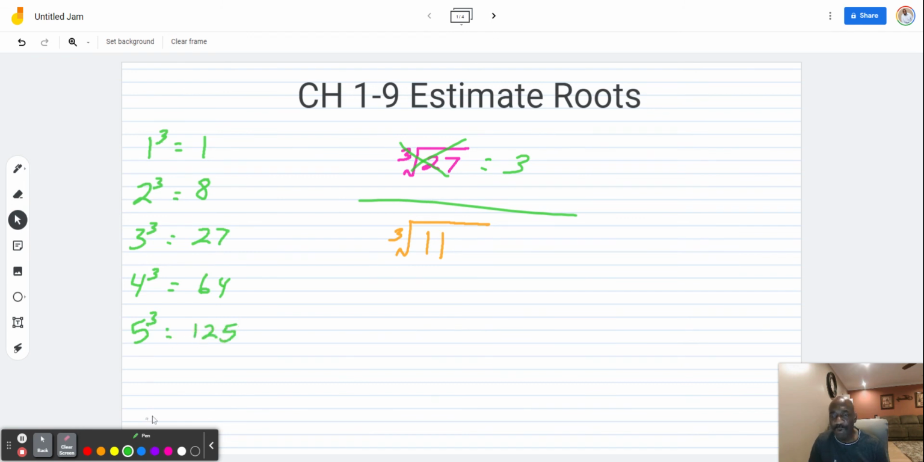So you should write down your perfect cubes. So the cube root of 1 is 1. The cube root of 8 is 2. The cube root of 27 is 3. The cube root of 64 is 4. The cube root of 125 is 5, right?